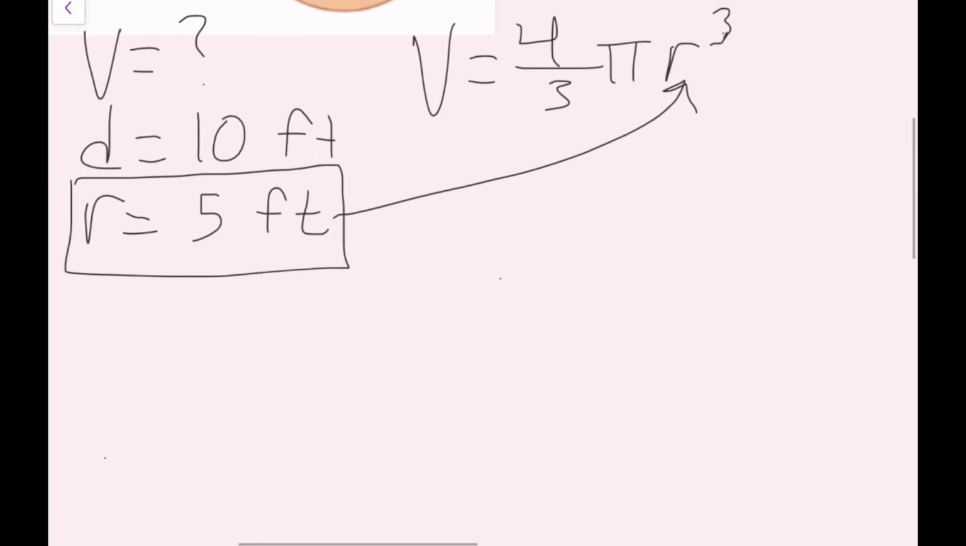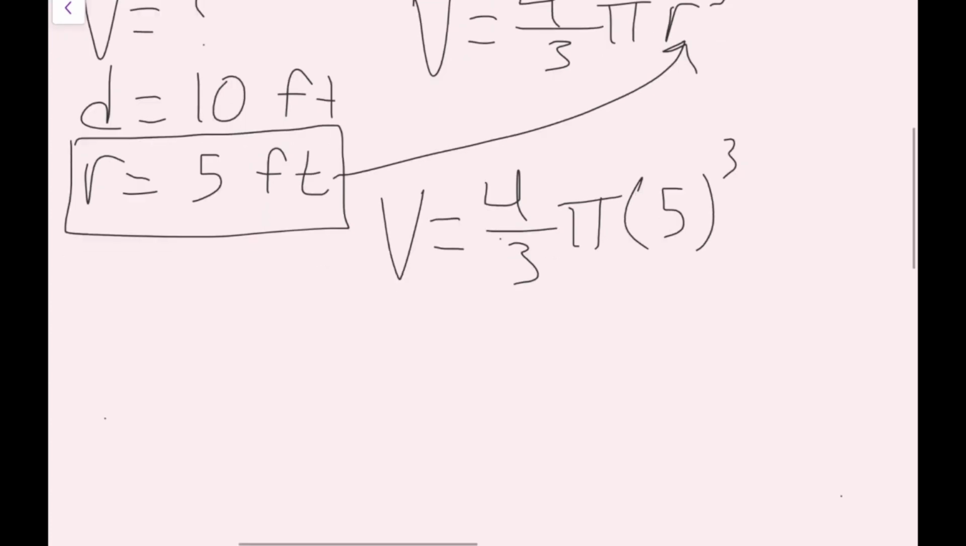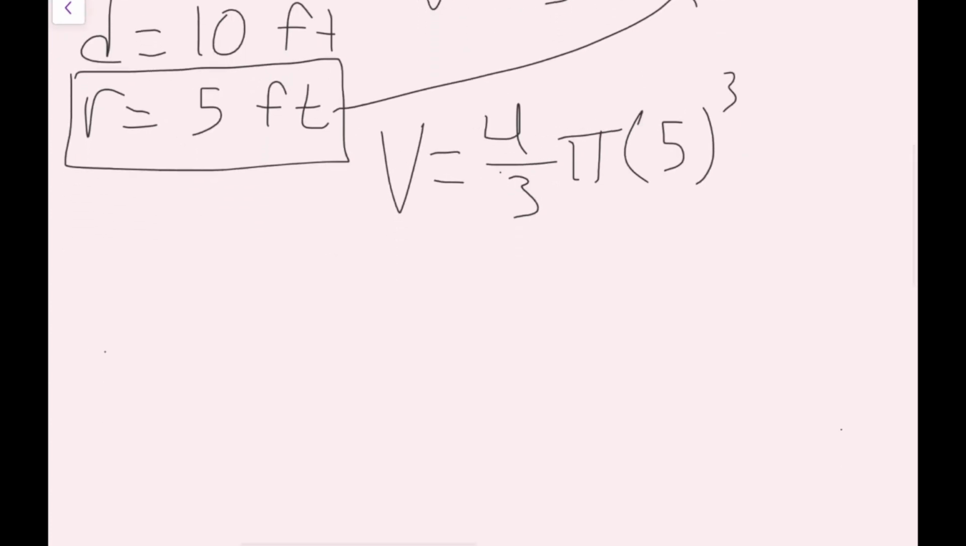And I'm going to rewrite my equation. V equals 4/3 pi times 5 to the third power. Okay? So now I can keep simplifying. 5 to the third power is 125.